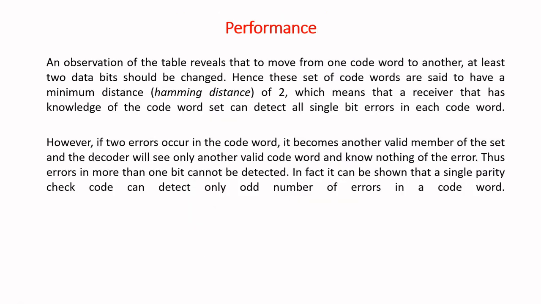Now the performance. An observation of the table reveals that to move from one code word to another, at least 2 data bits should be changed. Hence, this set of code words is said to have a minimum distance, or Hamming distance, of 2, which means that a receiver that has knowledge of the code word set can detect all single bit errors in each code word.